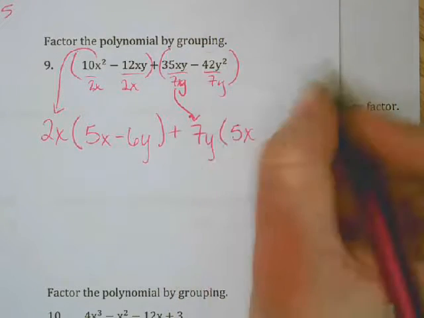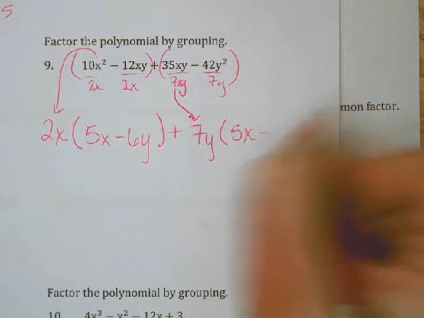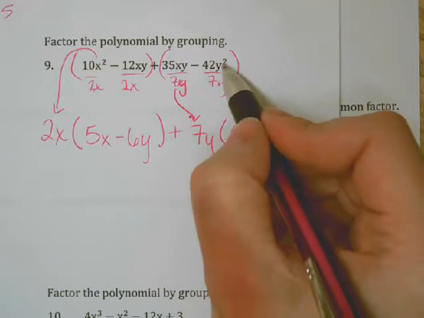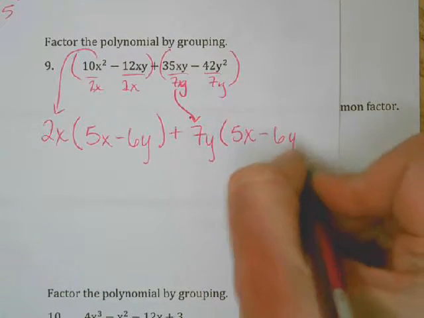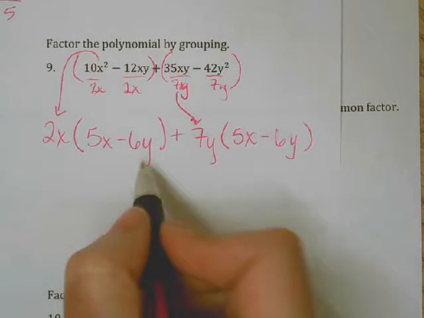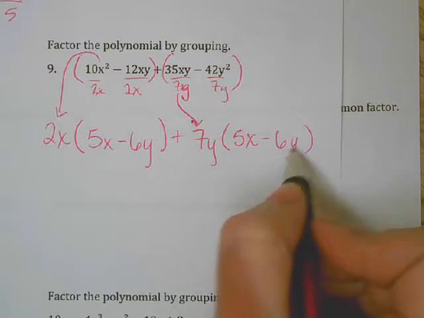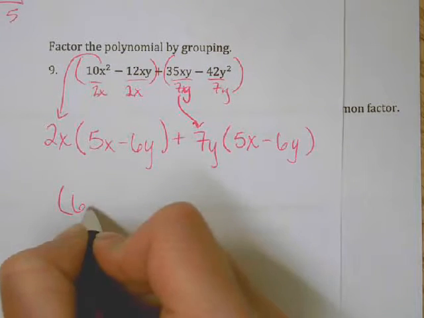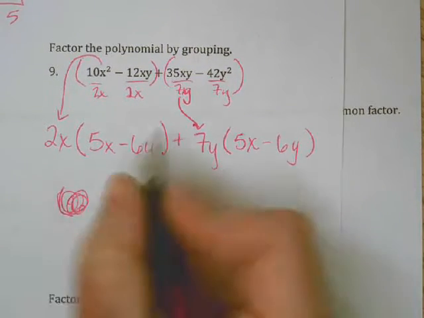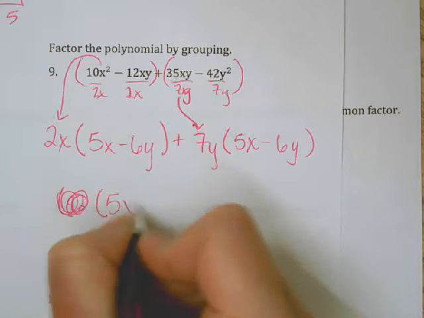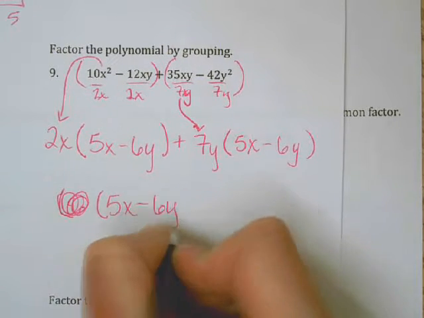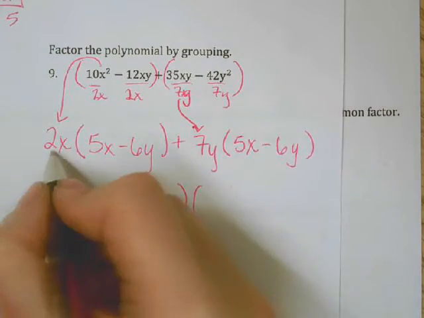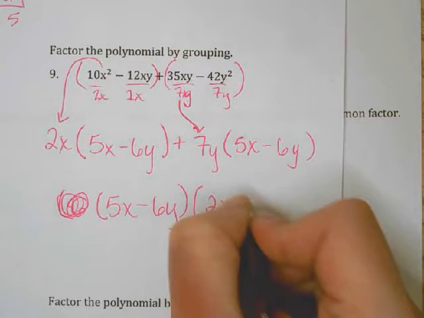On this one, bring down my minus. 42 divided by 7 is 6. Y squared divided by y gives me y. So both of these have a factor of 5x minus 6y. I'm going to pull that out front, so I'm factoring again, and it would help if I wrote it right. So I have 5x minus 6y times what I have left, 2x plus 7y.